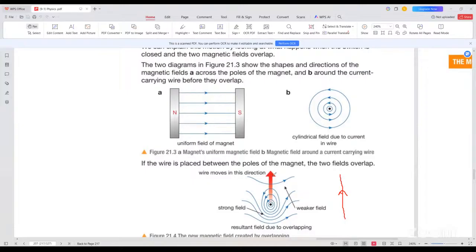That situation, that moment, is known as the motor effect, or electromagnetic induction, we can say it like that. Okay. So just tell me whether you got the theory part here.